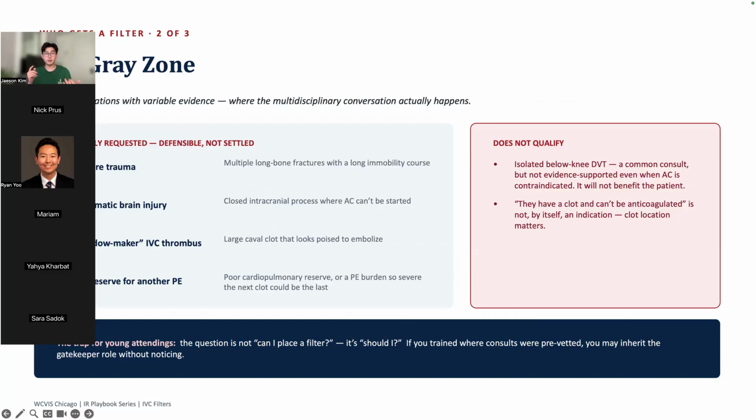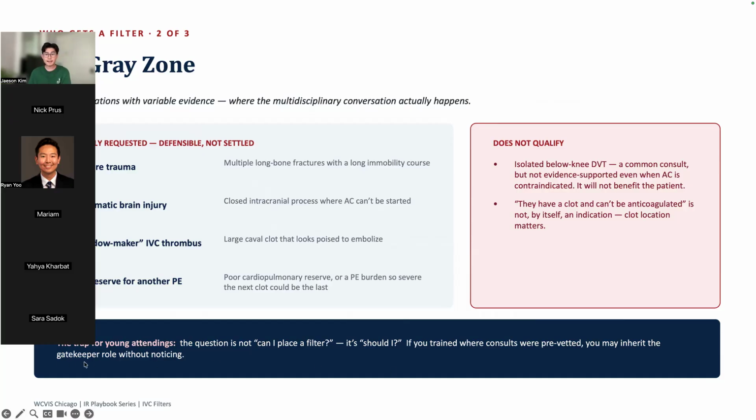For example, a severe trauma patient with several broken bones who will be immobile for a while, a patient with a head injury or brain bleed where you can't start blood thinners, a large clot already sitting in the vena cava and it looks like it might break loose, or a patient who simply couldn't survive another PE because their heart and lungs are already weak or their current clot is that severe. So, depending on the doctor that you ask, they might place a filter in these patients or they might not. And that disagreement is exactly why these decisions usually involve a team rather than just one person.